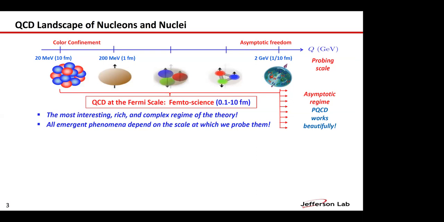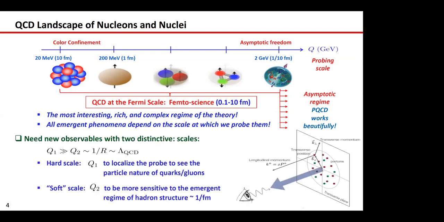In the last decade or more, we have been developing a new type of observable. The observable requires two distinctive scales. You want a hard scale to localize the probe, to see the particle nature of the quarks and gluons, in the sense that quarks and gluons are defined at short distance scales. At the same time, you want your observable to also be sensitive to a soft scale, to be more sensitive to the emerging region of the hadron structure, which covers the order of a Fermi. That is exactly the kind of observable we have paid a lot of attention to in the last decade or more. This is also related to our effort to build a future EIC, because with a lepton-hadron collider, the two-scale observable is very natural in this environment.